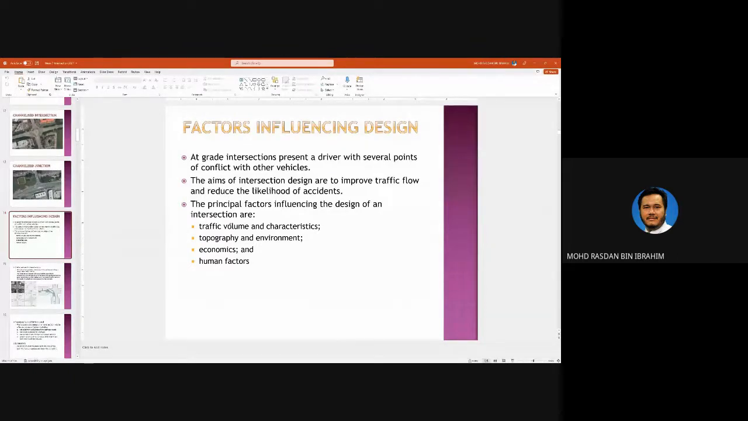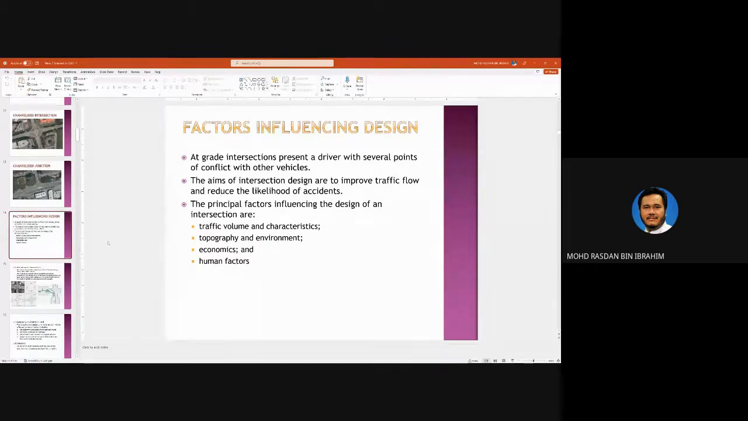First, you need to know what the volumes are and what the compositions of the traffic are. Then topography and environment: the gradients, and the environment, the buildings around the junctions. How much money do you have, and human factors. Do you have lots of pedestrians or not? If you have lots of pedestrians, then definitely you need to have a pedestrian crossing.